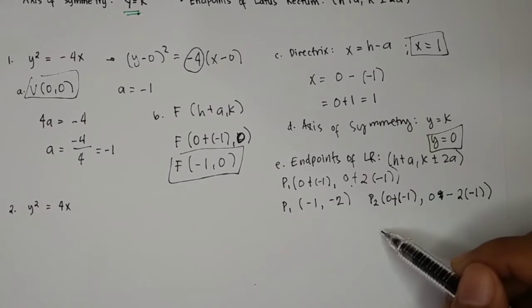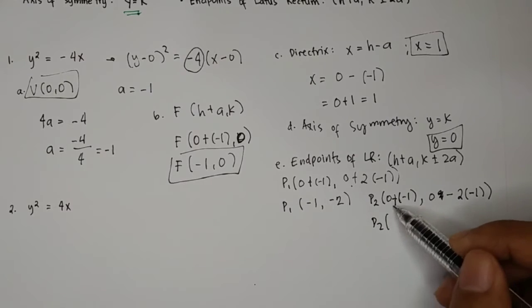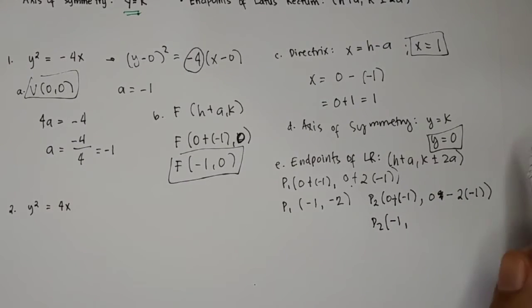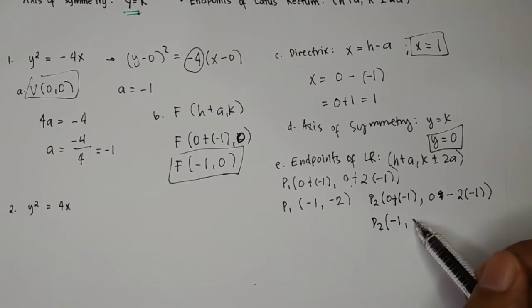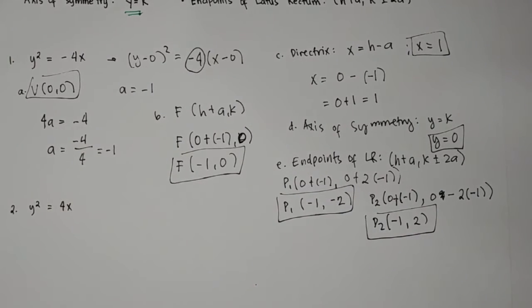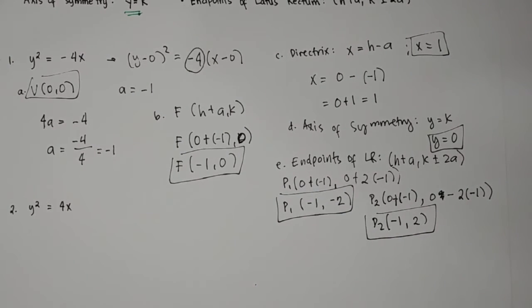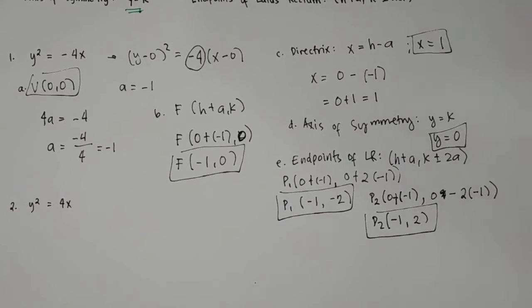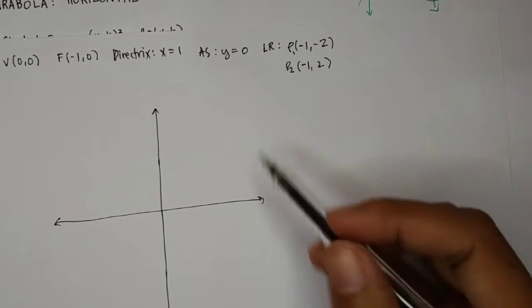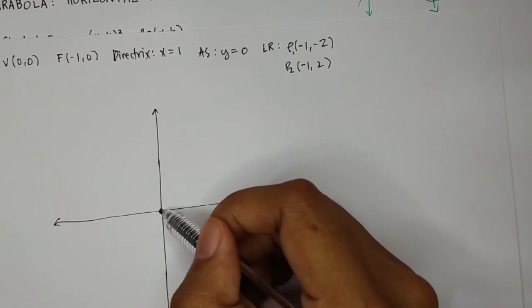So, ito ay P2 natin, 0 minus 1, that is negative 1. Negative 2 times negative 1, that is positive 2. So, we have negative 1, 2. So, ito yung endpoints ng latus rectum natin. Okay? So, naka-follow ba? If we try to graph that one, so let's try to graph na lang this one, ha? So, we have there at our graph, we have 0, 0, dito yung vertex.